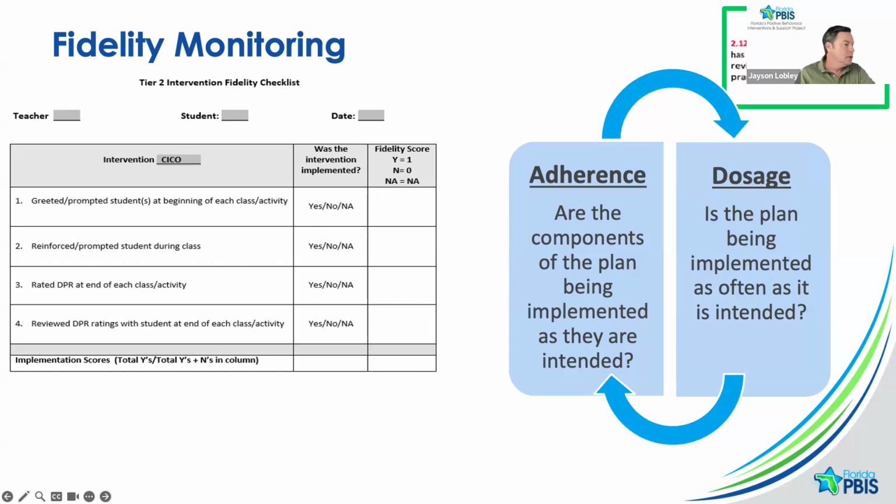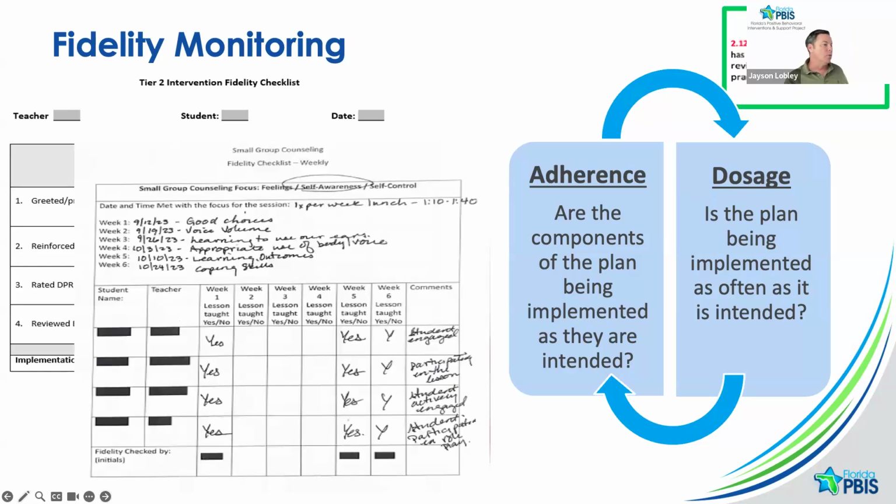Here's another one that looks at dosage. It looks like this particular intervention was a small group counseling focused on self-awareness. It went over the course of 6 weeks, and it looks like they did fidelity checks in week 1 and then did fidelity checks again in weeks 5 and 6.